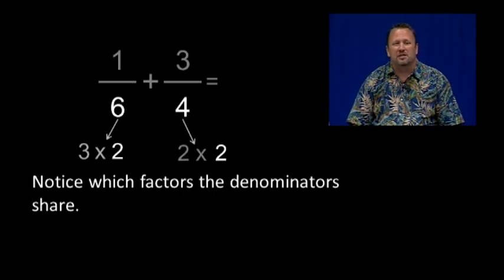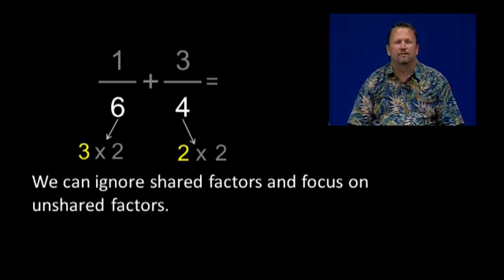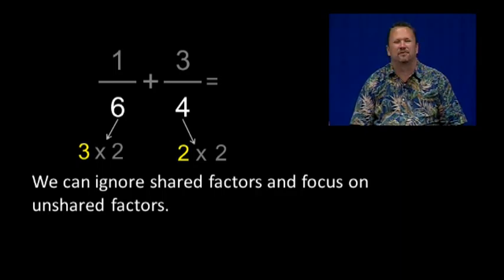Notice which factors the denominators share. Here, they both share the prime number 2. Because they both share the prime number 2, we can ignore the shared factors and focus on the unshared factors.